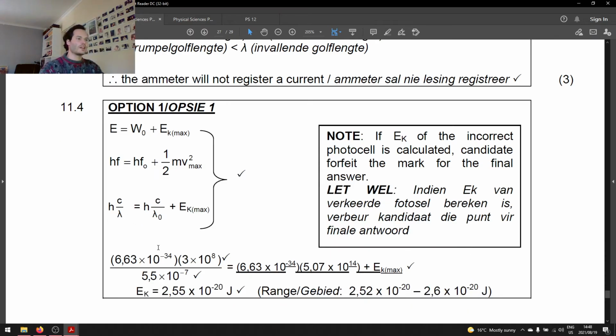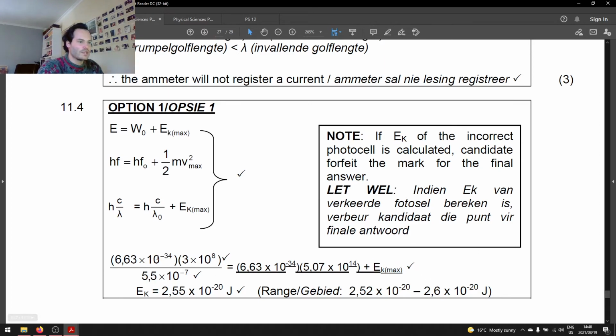We can see we can use any of those three equations. I like to just start with this basic equation here, E equals work function plus Ek max, and then I just start substituting in here. And we can see they've basically used hc over lambda for the energy of the photon of ultraviolet light, and then your work function is Planck's constant multiplied with the cutoff frequency, which was given in the question, and then Ek max, that's what I want to solve.